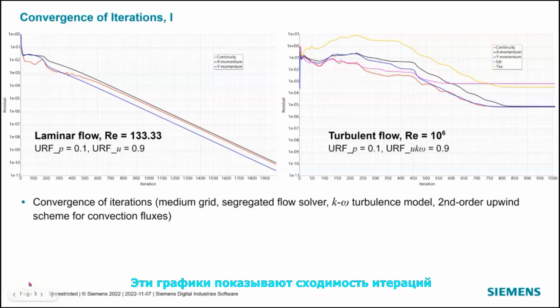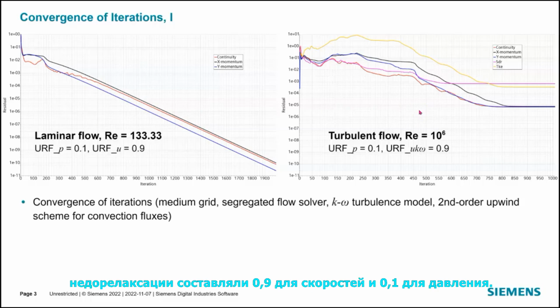These plots show convergence of iterations on the medium grid for laminar flow at Reynolds number equal 133.3 and for turbulent flow at Reynolds number equal 10 to 6 using the segregated flow solver and the k-omega turbulence model. Under-relaxation factors were in both cases 0.9 for velocities and 0.1 for pressure. In the case of turbulent flow, 0.9 for turbulence variables as well. Convection fluxes were discretized using the second-order upwind scheme.